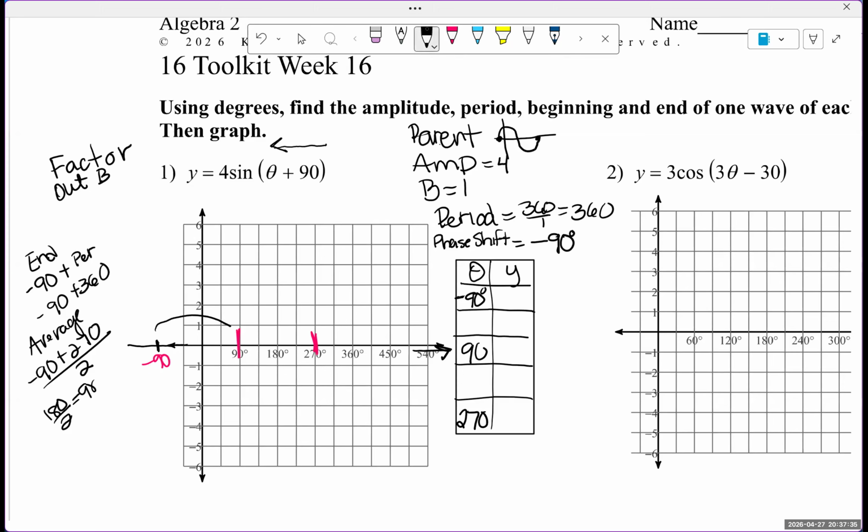Okay, so what do you think the average is if I added negative 90 and 90 and divided by 2? I would get 0. How about 90 and 270? I need the middle. If I were to add those and divide by 2, I would get 180.